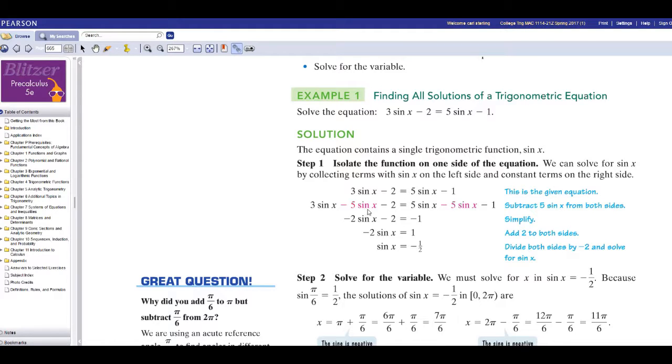So they've also subtracted it here. 3 minus 5 is negative 2, and it keeps the tag sine of x. Instead of minus 2, we're going to add 2 to both sides. That gets rid of this one, and on the other side, negative 1 plus 2 is positive 1. We do have the negative 2 coefficient, so we divide both sides of the equal sign by negative 2. We're left with sine of x equals negative 1/2.